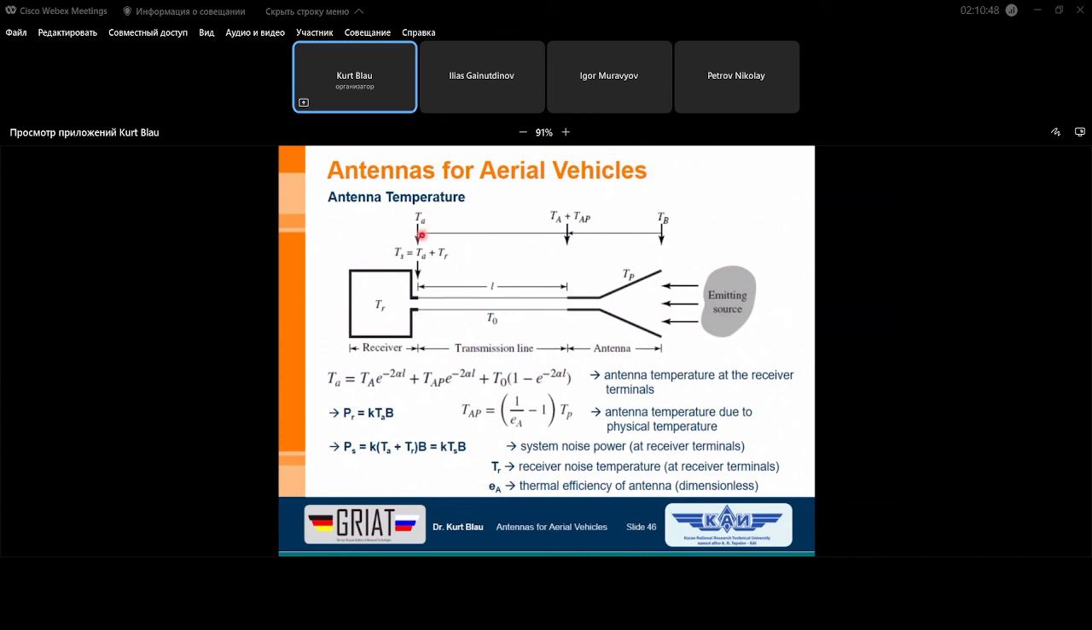This is the T antenna. It's given by adding all these contributions. This is our equivalent noise temperature at the input of our receiver, not at the output, at the input. And this is the antenna temperature. This is coming from the emitting source. Then this is coming from the physical temperature which the antenna has in this moment.